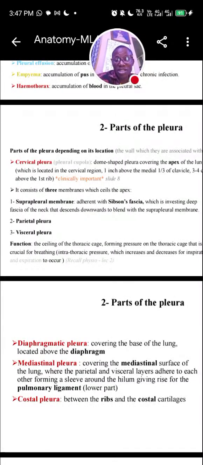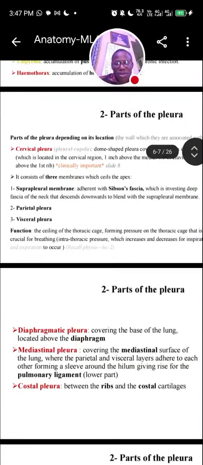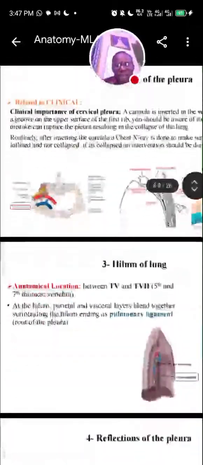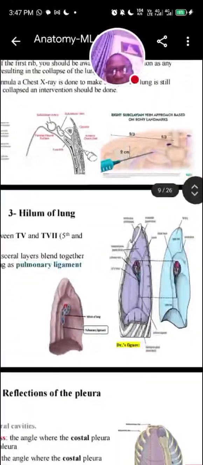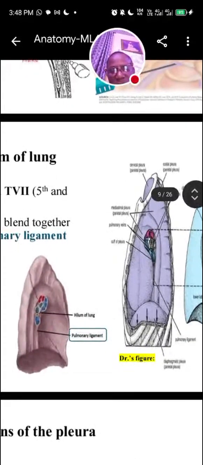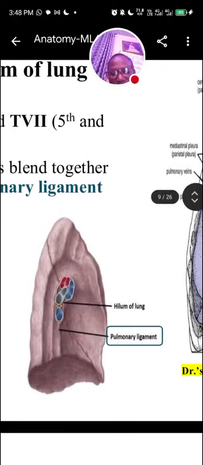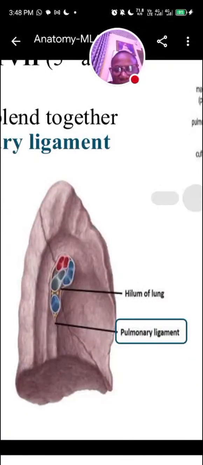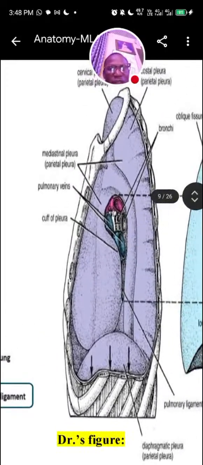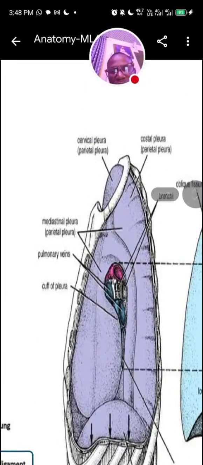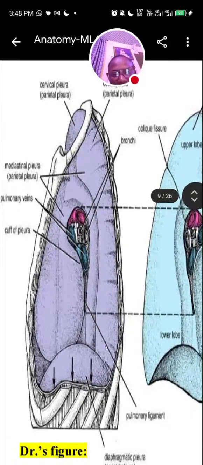Are you seeing now? I'm talking about where you have the hilum of the lungs. Check the picture showing you the hilum of the lungs. See the pulmonary ligament? Beautiful. Now let's see this other structure. We're still looking at the mediastinal pleura. It continues to be the pulmonary ligament. Are you seeing it?